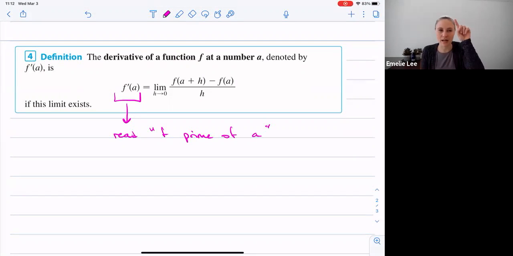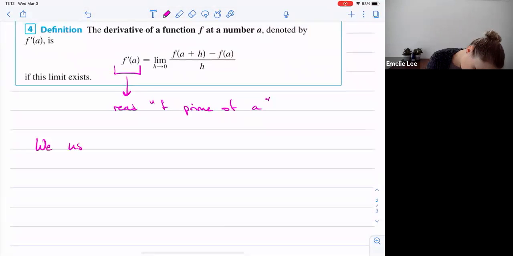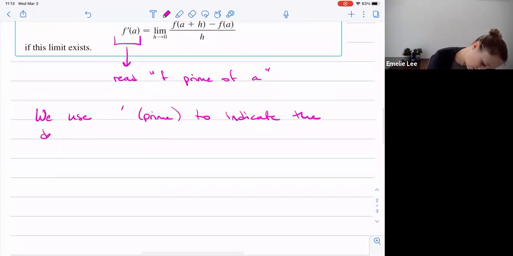So that little asterisk, we use prime to indicate the derivative of f at a.